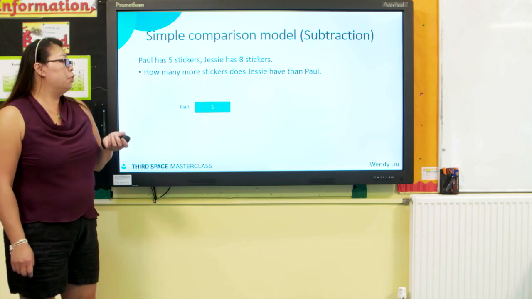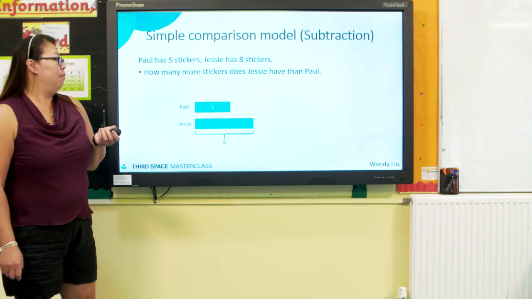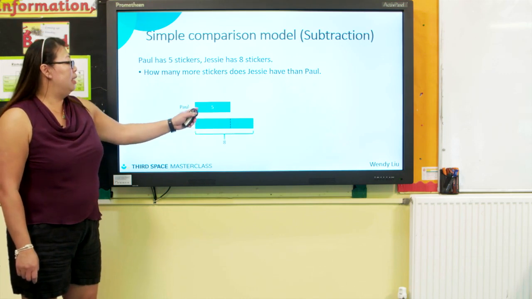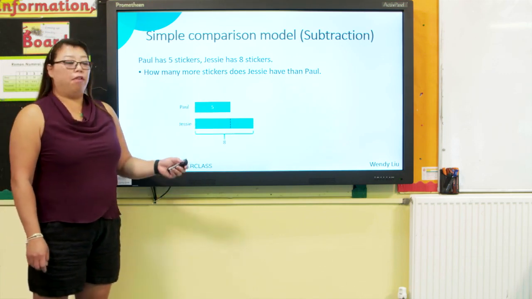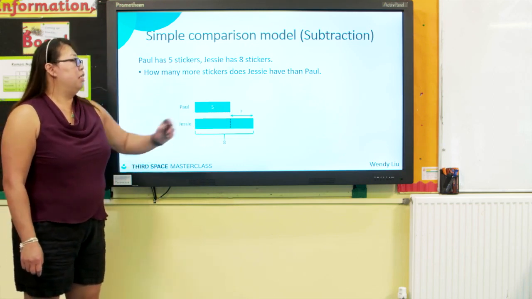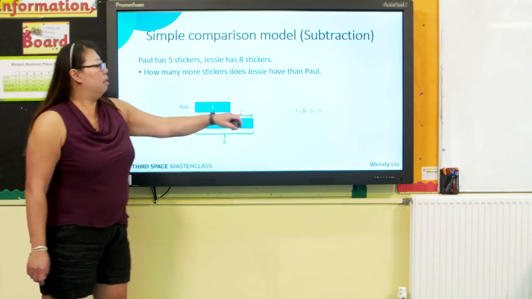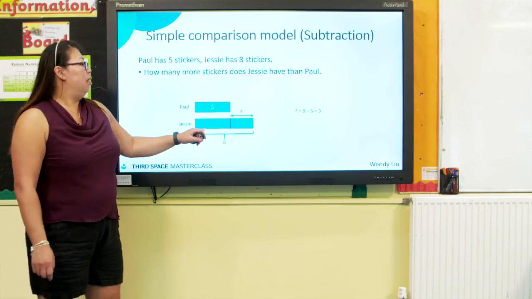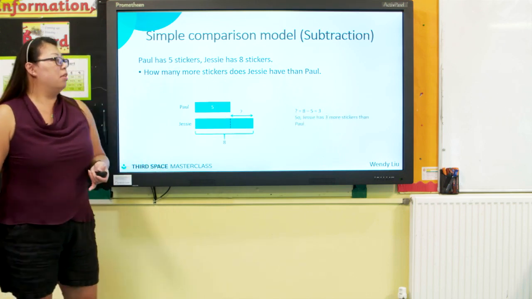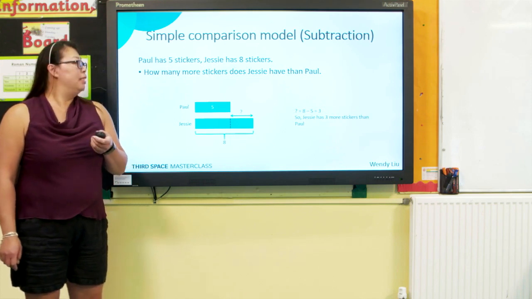So we model, Paul has 5, Jessie has 8, and where is the difference? Well, up to this line here, Jessie and Paul have the same number of stickers. So this part here is your difference. So our question mark is put up there. Okay? So our question mark is the same as 8, subtract your 5, which leaves 3. So answer in full, Jessie has 3 more stickers than Paul.